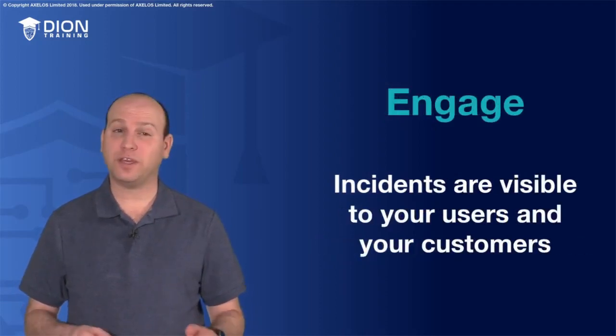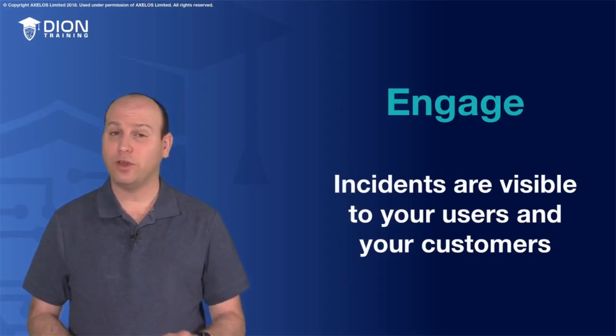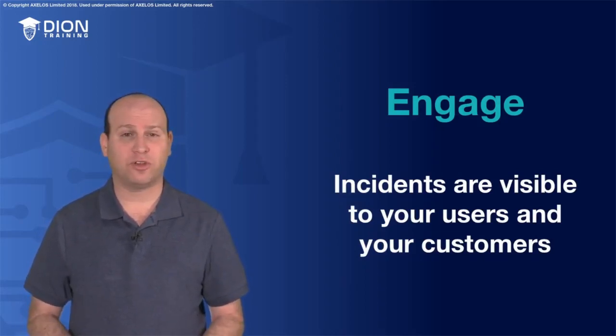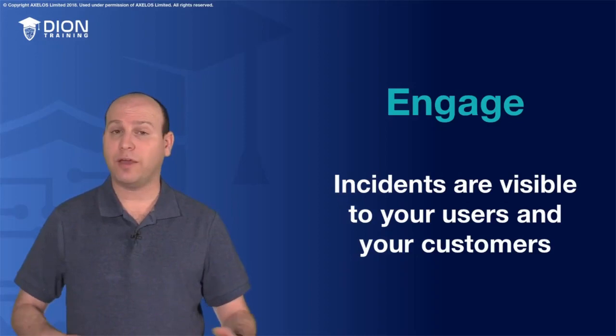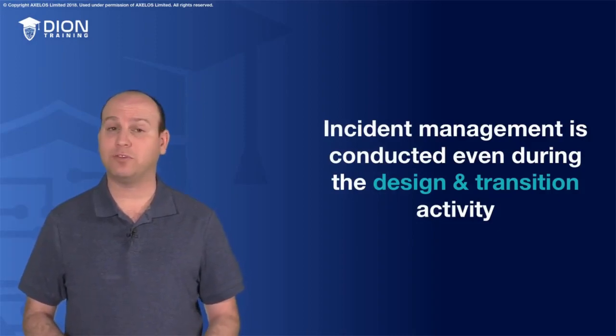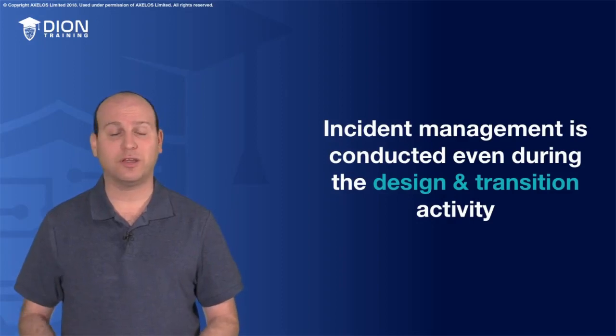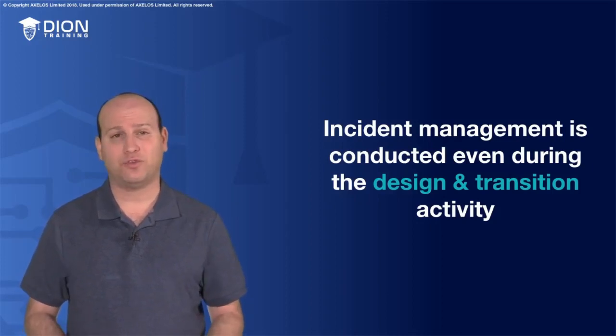Now, if we consider this from the engage activity, we have to think about the fact that incidents are visible to everyone. Your users are going to know about it, and your customers are going to know about it. So we're going to have to engage with them and let them know ahead of time how we're solving these problems, and the fact that we know that it's a problem and that we're going to overcome it. When we think about this from design and transition, if we have an incident, it might occur in a test environment, which happens during design. It might also happen during the release and deployment, which is part of transition. Either way, we want to make sure the incident management practice is there to help us ensure the incidents are resolved in a timely and controlled manner.